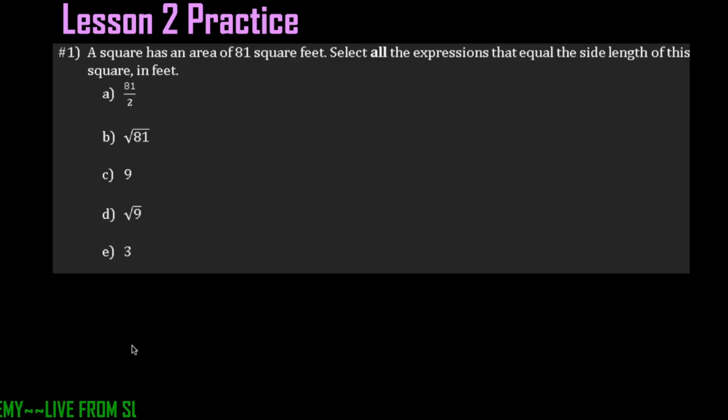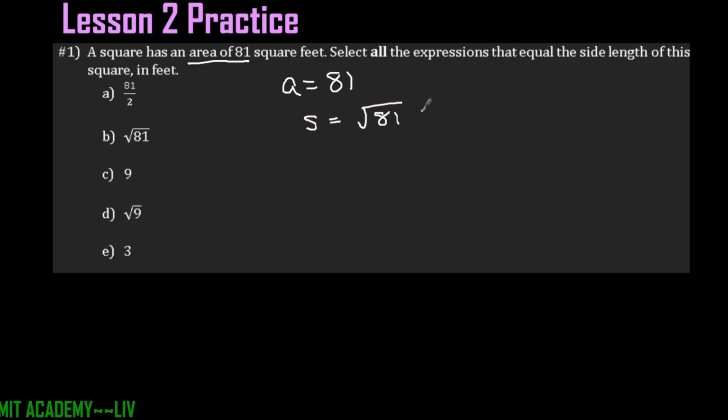All right. So now on the back, same kind of idea. We're finding the side length when the area is 81 square feet, and it says select all expressions that are equal to the side length in feet. So if the area, A, equals 81, we're coming up with the side length. Well, the side length is the square root of 81, which is equal to 9. So a couple of different ways you can write it.